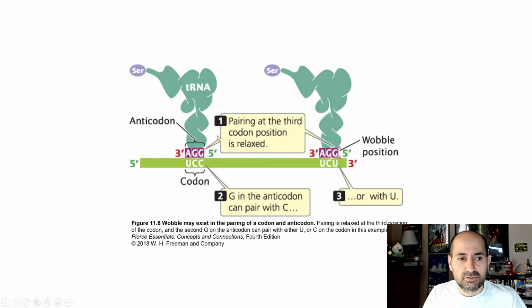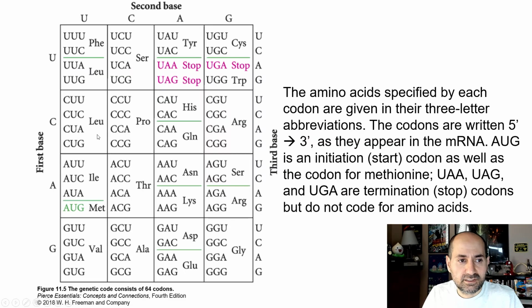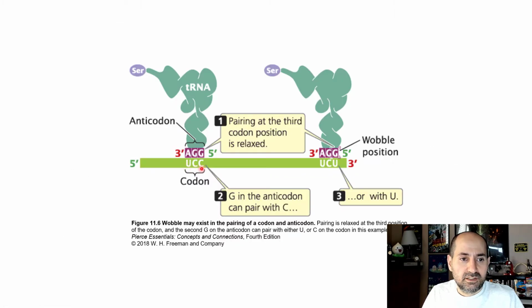Isn't that interesting? So here's the Wobble hypothesis again. Look at this codon. The codon is UCC, correct? The codon UCC codes for the amino acid serine. UCC recruits the tRNA that's attached to the amino acid serine, remember, at its 3' end. This tRNA obviously has the anticodon for UCC, which is AGG. Okay, makes sense? If the mRNA says UCC, the tRNA is going to say AGG.